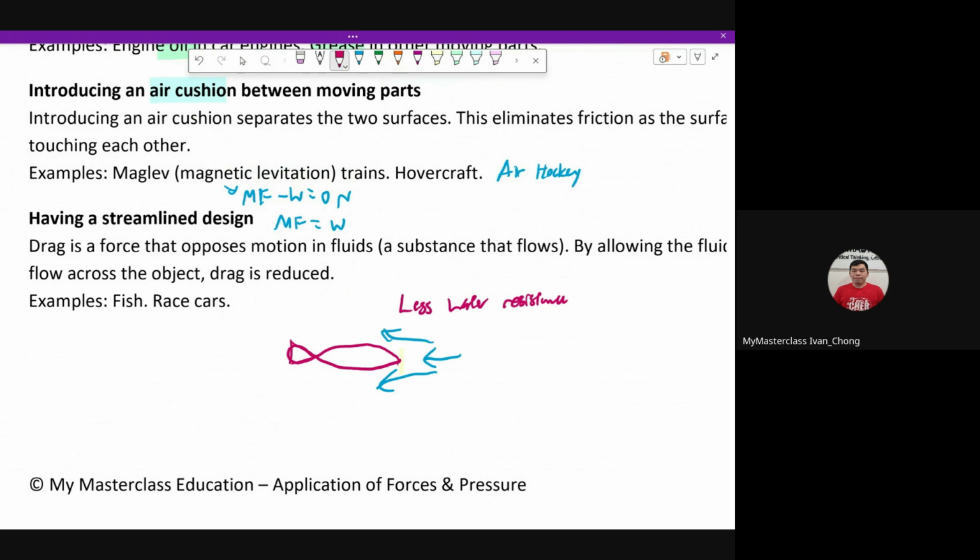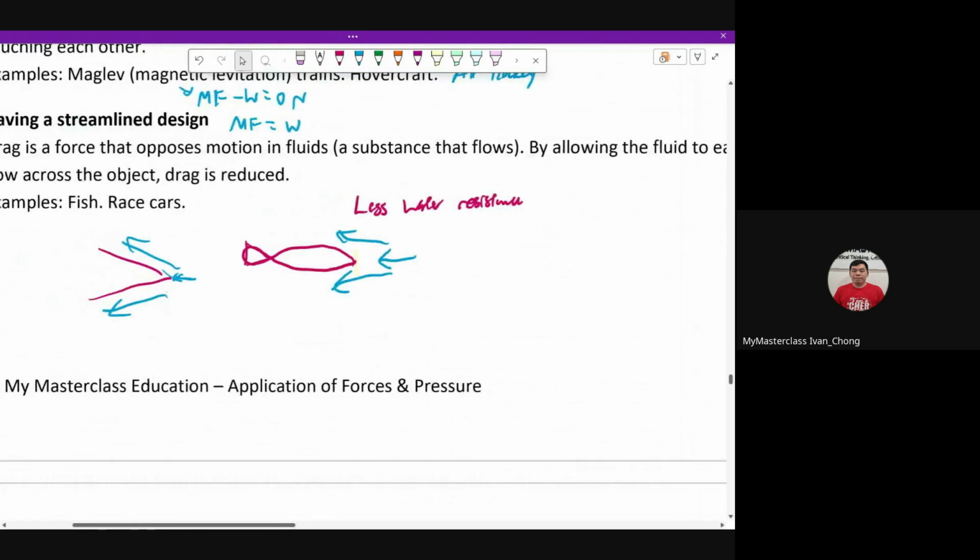Okay, so similarly for bullet trains and race cars, all of them have a very, very specific design that looks kind of like a sharpened beak, like that. Basically, they want the air to just move away, and they only collide with a small surface area in front so that you have less frictional forces, including air resistance or water resistance itself.